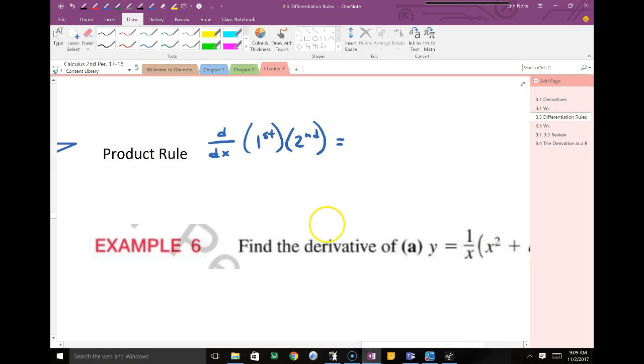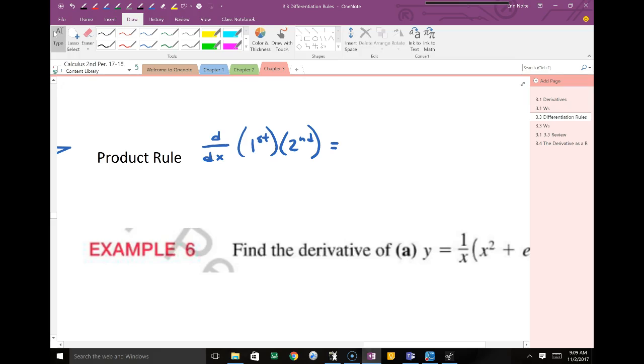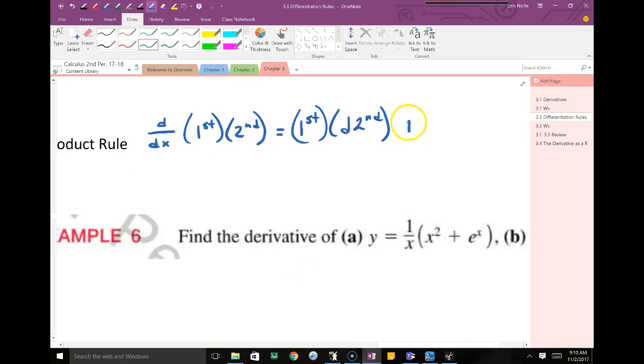Okay, ready? So when you do the derivative of two quantities that are being multiplied, you start with the first. So you say first d second. What do I mean by when I say d? The derivative. So first times the derivative of the second plus the second d first. Okay, so when I say product rule, I'm going to say first d second plus second d first.